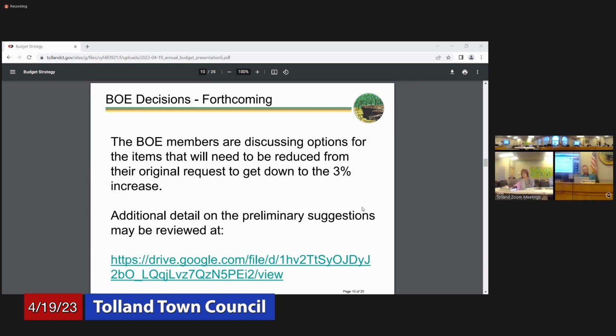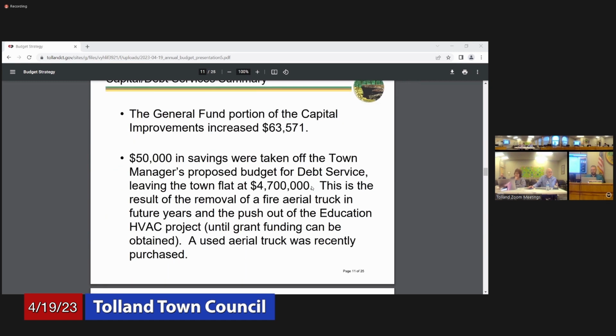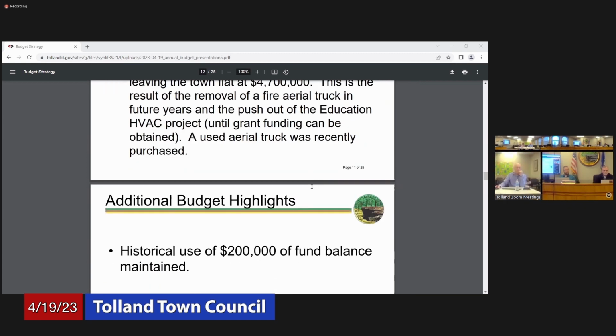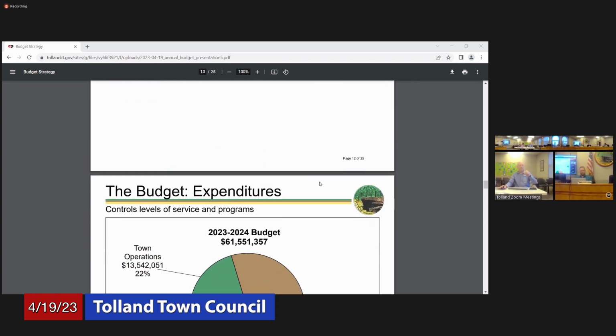Okay, thank you, Dr. All right, we'll move to the capital debt service summary. The general fund portion of the capital improvements increased 63,571. And as was mentioned previously, 50,000 in savings was taken off the town manager's proposed budget for debt service, which left the town flat at 4.7 million. This was a result of removal of the fire aerial truck in future years and pushing out the BOE's HVAC project until grant funding can be attained. The used aerial truck was recently purchased. Additional budget highlights: historical use of the $200,000 of fund balance was maintained.